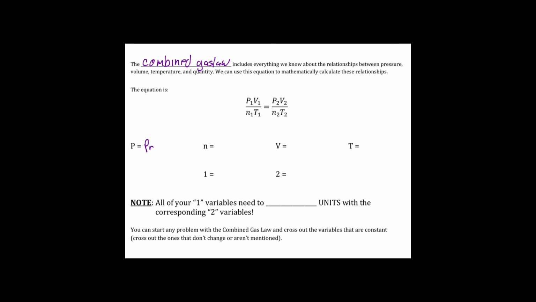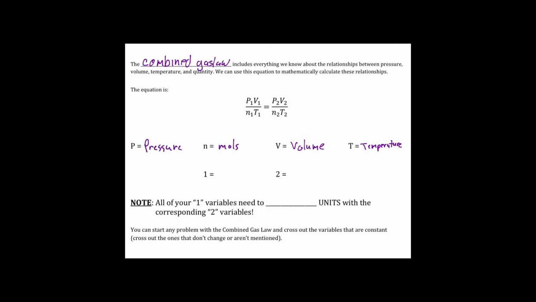P is pressure, N is moles, and some people might say, why is N moles and not M like Mary? Well, M like Mary is a mass, or meters. V is volume, T is temperature.